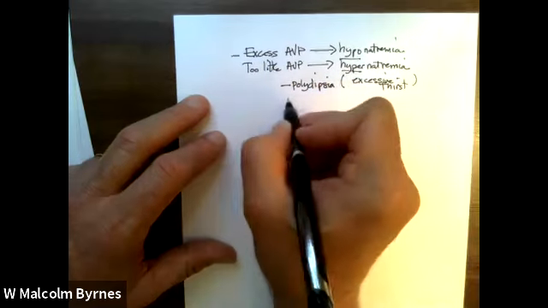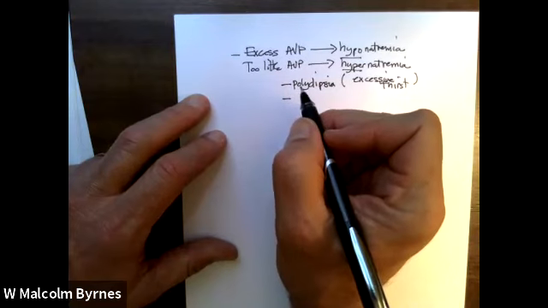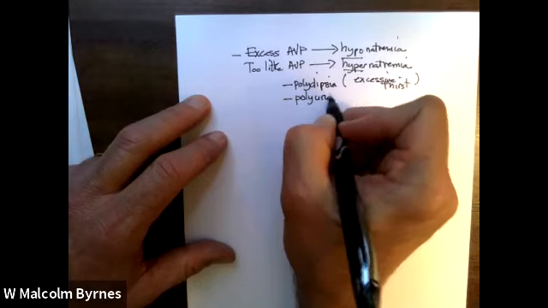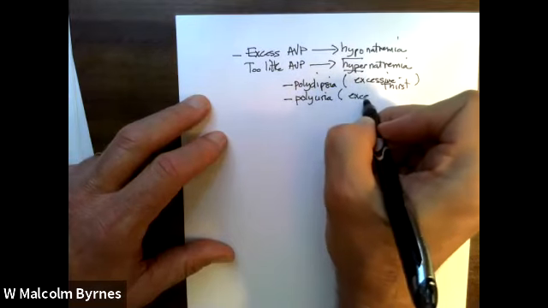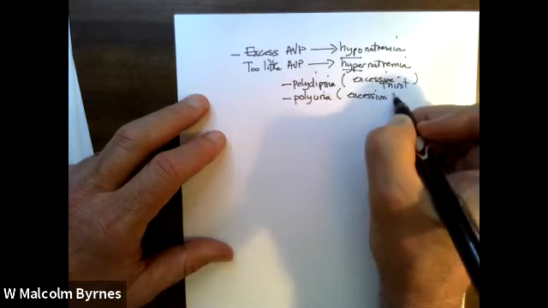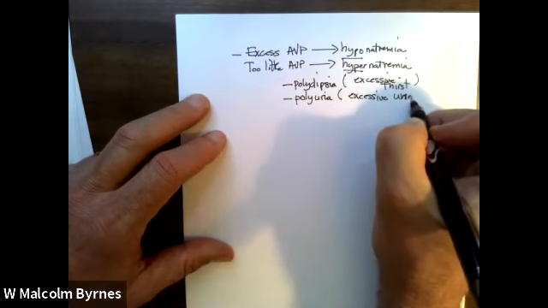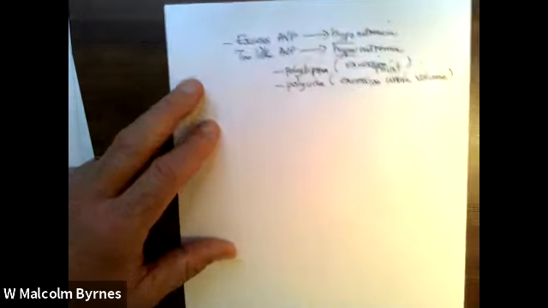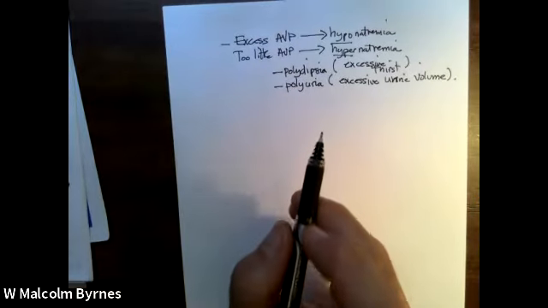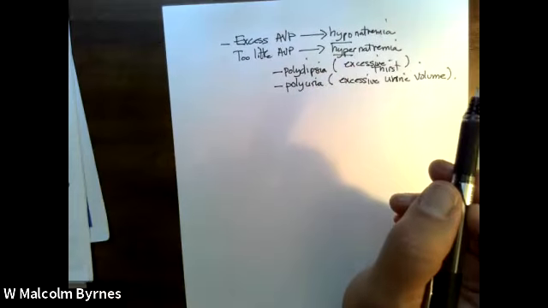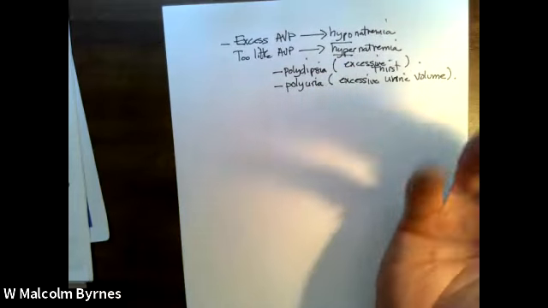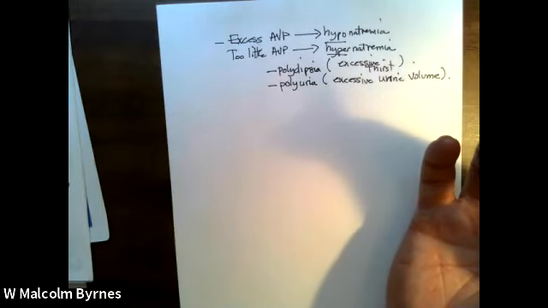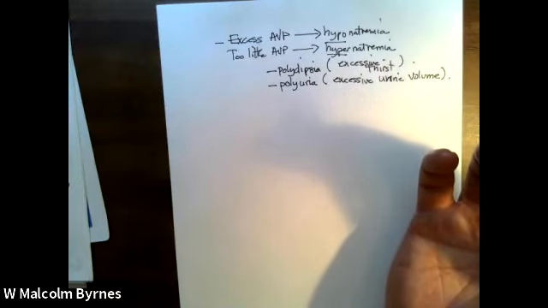And there will also be a phenomenon called polyuria, which means excessive urine volume. Too much urine, a lot of urine. That's in response to the high levels of salt in the body. So you're going to feel thirsty, you're going to drink water, you're going to eliminate that salt through the urine, so you'll have excessive urine volume.